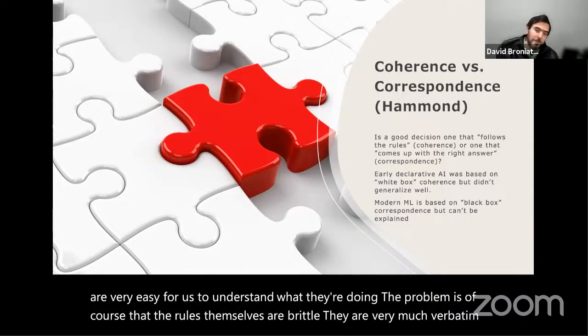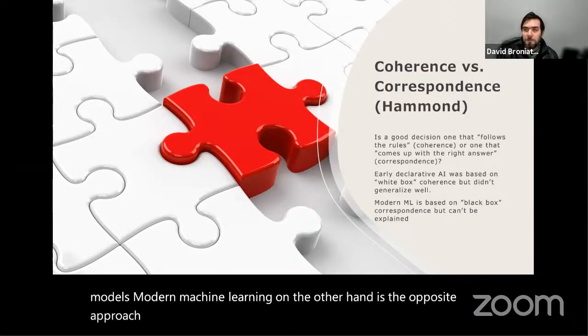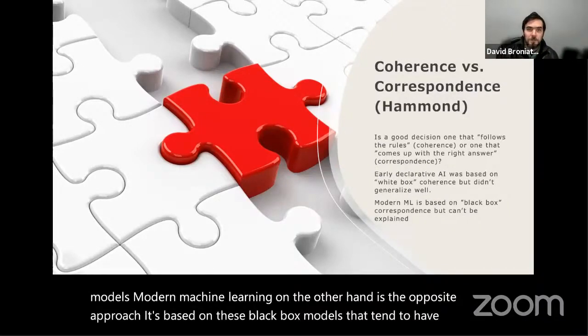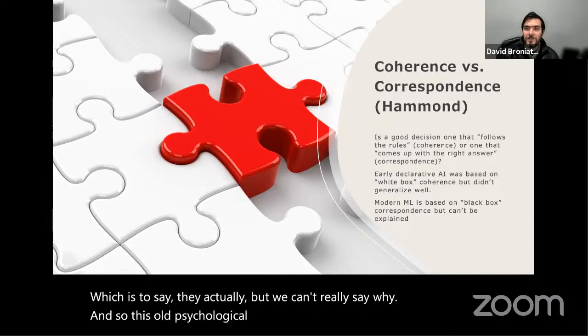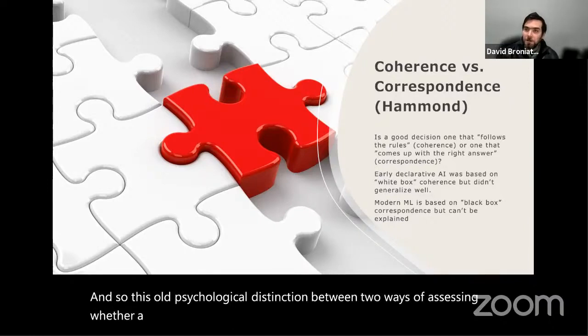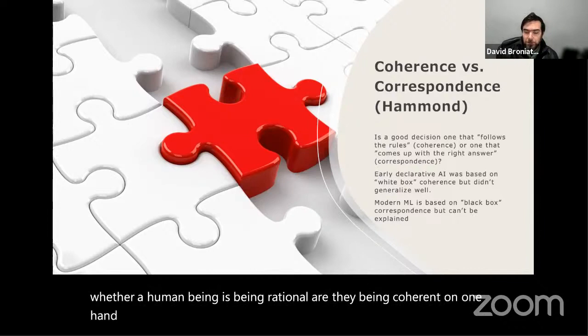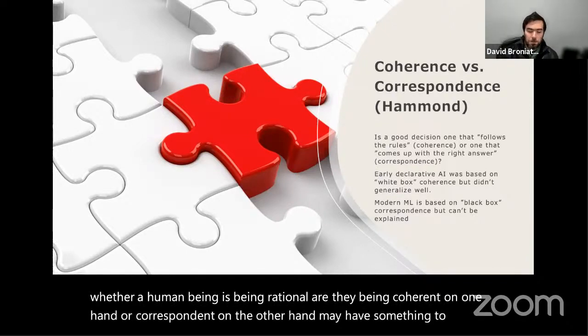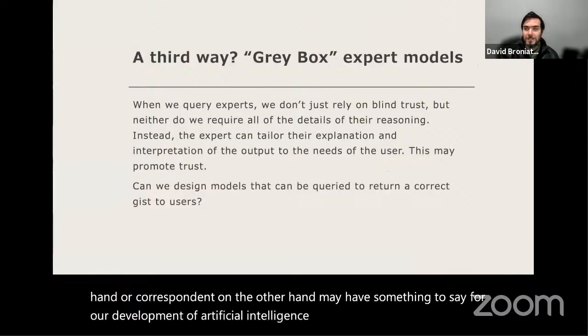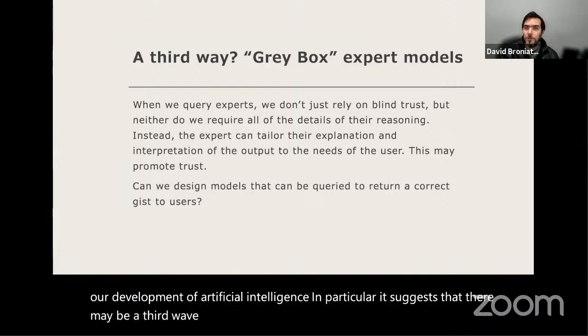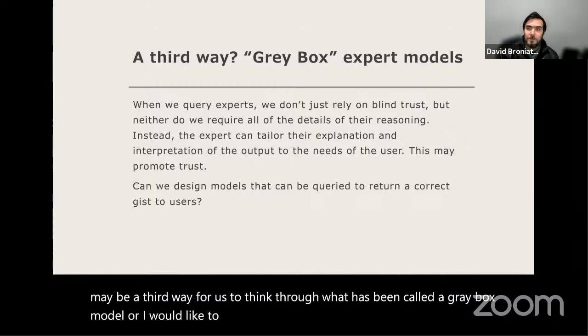Modern machine learning, on the other hand, is the opposite approach. It's based on black box models that tend to have high correspondence, which is to say they actually predict well, but we can't really say why. This old psychological distinction between two ways of assessing whether a human being is being rational, are they being coherent on one hand or correspondent on the other, may have something to say for our development of artificial intelligence. In particular, it suggests that there may be a third way, what has been called a gray box model, or I would like to say a model that in some way incorporates expertise.